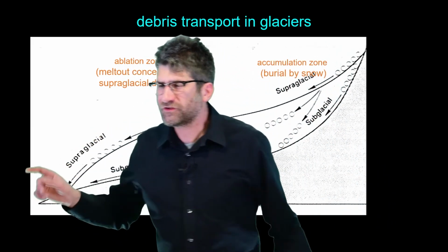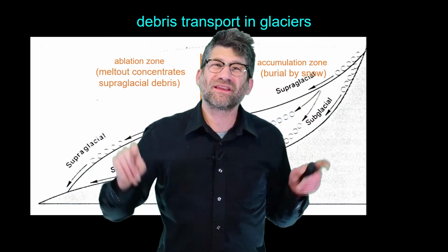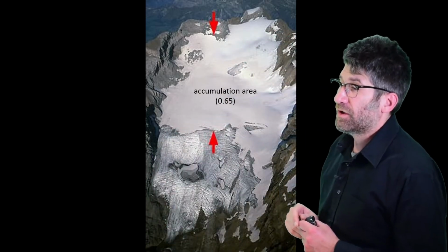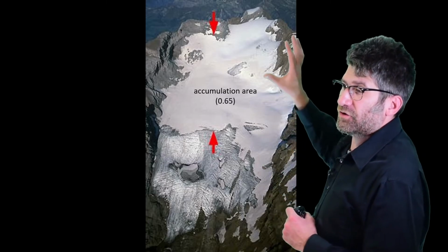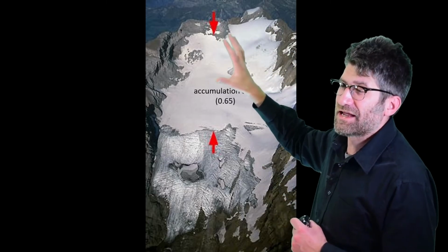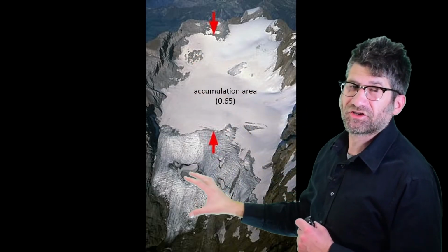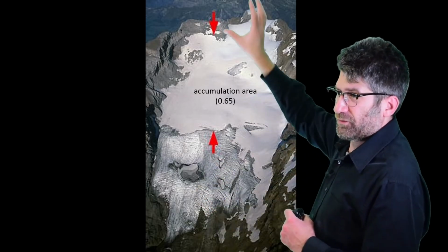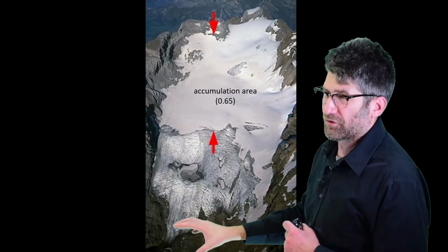Okay, so I've introduced some new terms that are really, really important here. The difference between the ablation zone and the accumulation zone. Every glacier has this boundary between the two, between accumulation and ablation. The accumulation zone is where you have net mass increase into the glacier. And then in the ablation zone, you have net loss out of the glacier. So material comes in and then material comes out the bottom via melting.